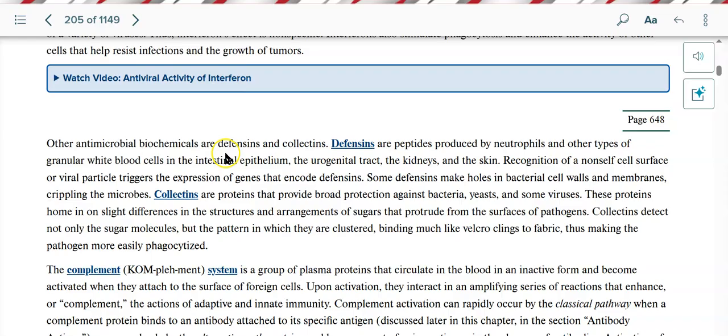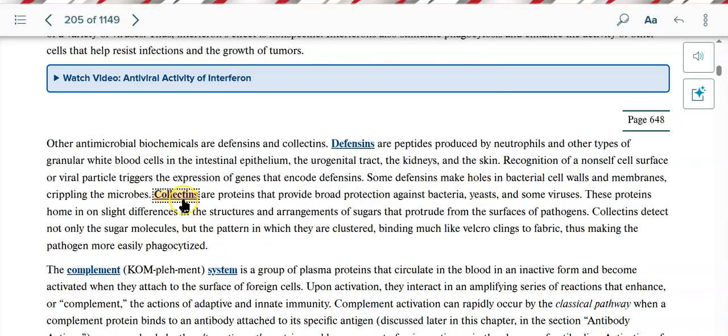Other antimicrobial biochemicals are defensins and collectins. Defensins are peptides produced by the neutrophils and other granular white blood cells. You remember those? And the intestinal epithelium, the urogenital tract, the kidneys, the skin. Recognition of non-self cell surface or viral particles will trigger expression of genes to encode the defensins. Some will make holes in the bacterial cell walls and cripple the microbes.